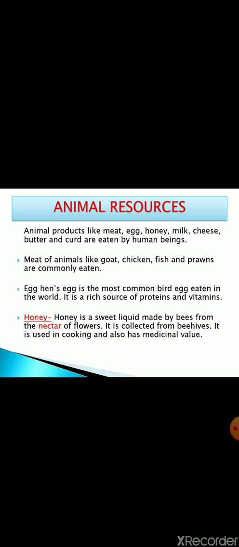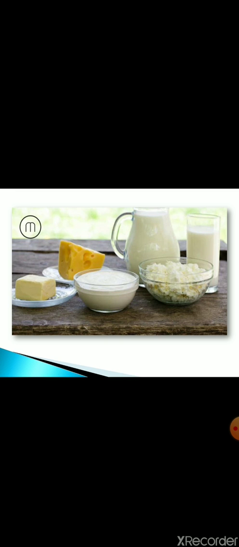And honey is also a part of the animal resource only, because honey is a sweet liquid which is made by bees from the nectar of flowers. So bees are collecting the nectars and then they are keeping it in the beehives and storing it, and after some time, when it gets collected, it converts into honey. Now this honey is used in cooking and it also has very good medicinal values.